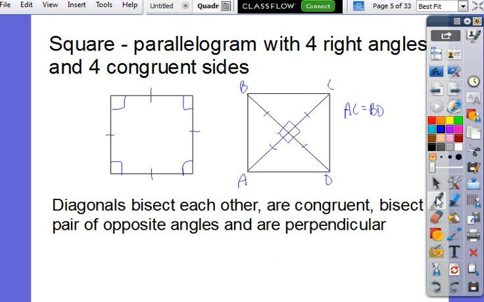Alright, for a square, it says it's a parallelogram with 4 right angles and 4 congruent sides. What else does that match up with? Rectangle. The 4 right angles means rectangle. The 4 congruent sides means square.